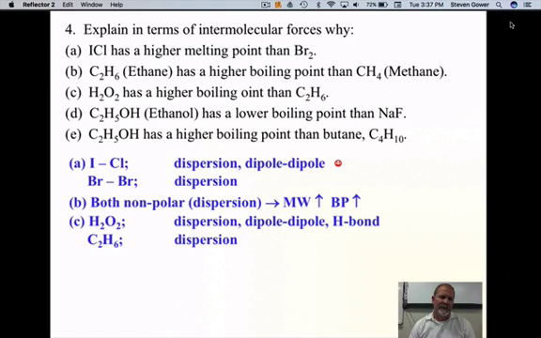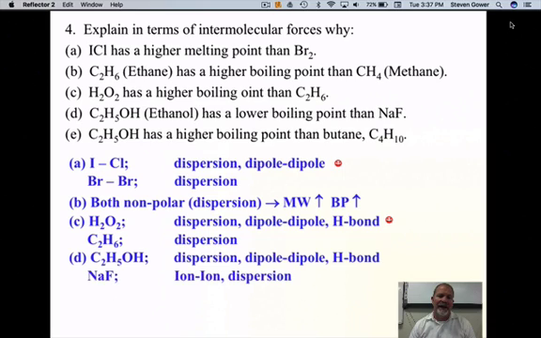Looking at letter D, now I have ethanol. When you see OH, that's an alcohol. So I realize with that one, oh, alcohol, that means hydrogen and oxygen are going to come in contact. There's a hydrogen bond there. But I look at sodium fluoride. Well, sodium's in column 1, fluoride's in column 17. I know it's an ionic compound, therefore ion-ion. So again, that's why on part D the sodium fluoride has a higher boiling point than my ethanol. It's ion-ion.